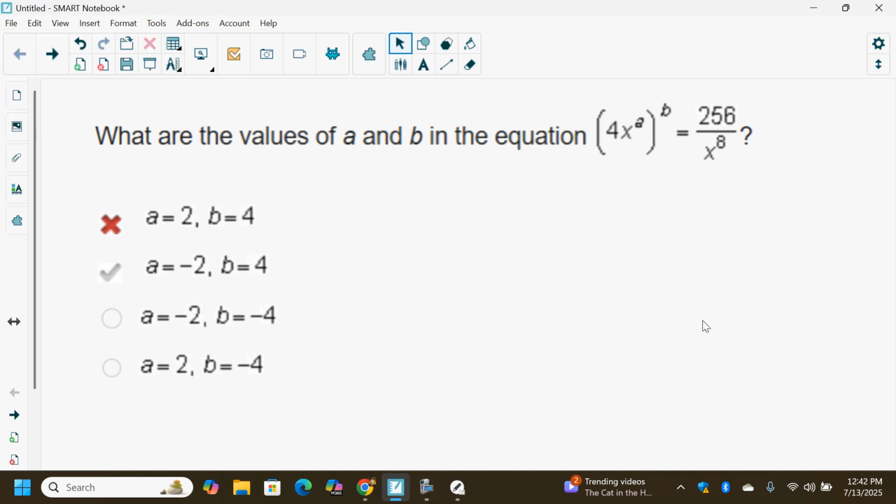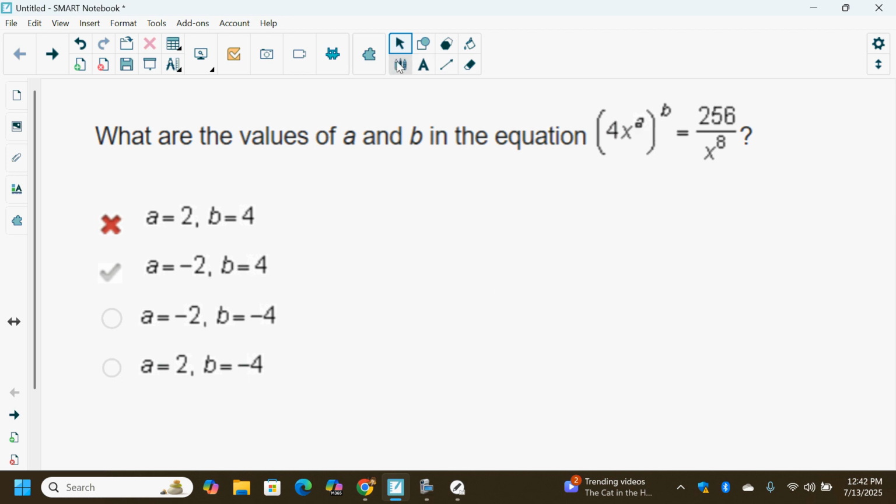So what are the values of a and b in the equation (4x^a)^b equals 256 over x to the 8th power? So we know that x has to end up equaling x to the 8th power. So that's why all of them are 2 and 4. We can use our answers to help us out. If it was positive 2 and positive 4, that couldn't be an answer because we know that the x has to end up on the bottom. So it has to have a negative value at one point in time.